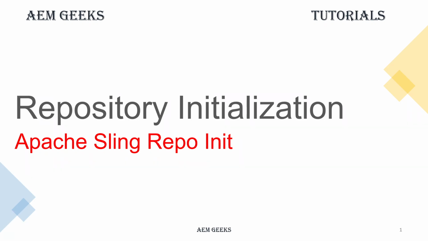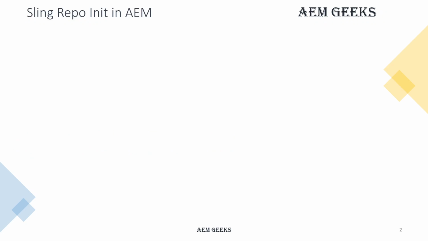Before I start explaining repository initialization, let's understand some scenarios so that you can understand the need for repo init. Let's say you want to create a service user. How will you create a service user? There are two ways. One is out of the box with AEM, called CRX Explorer. You can create a service user using CRX Explorer, but that is a manual task. You have to create that user on all the instances.